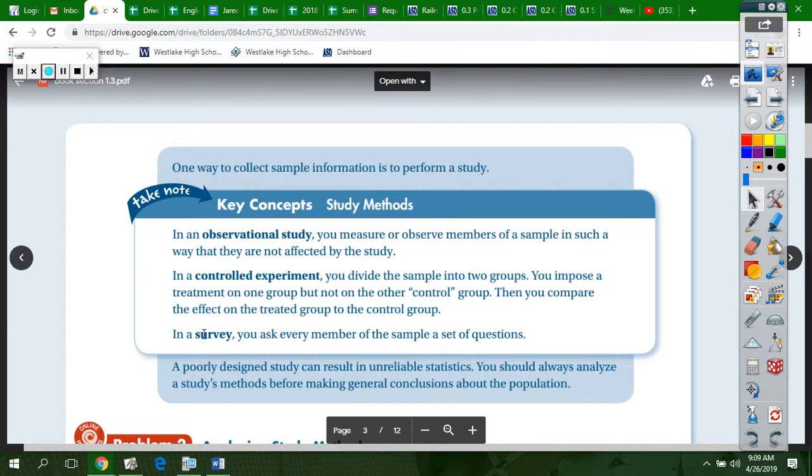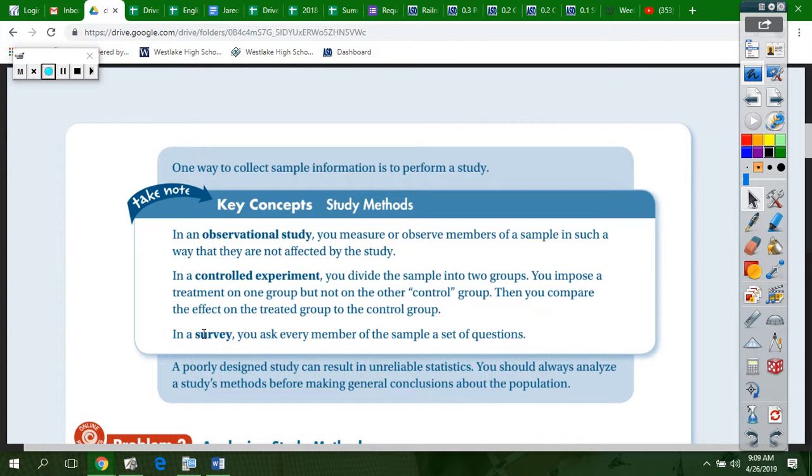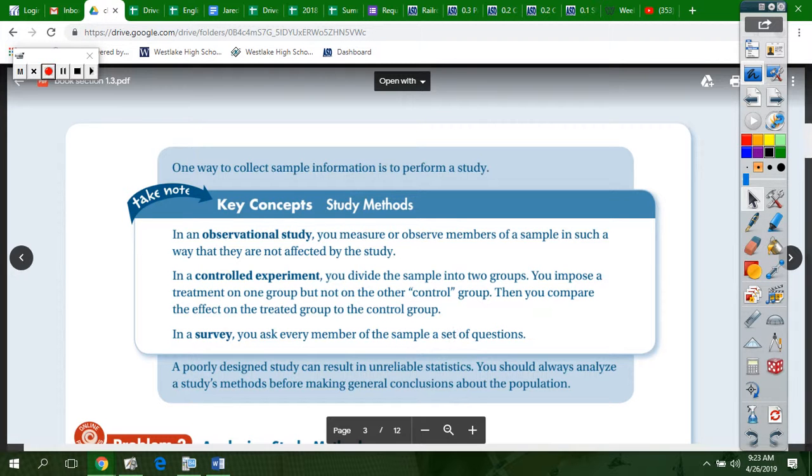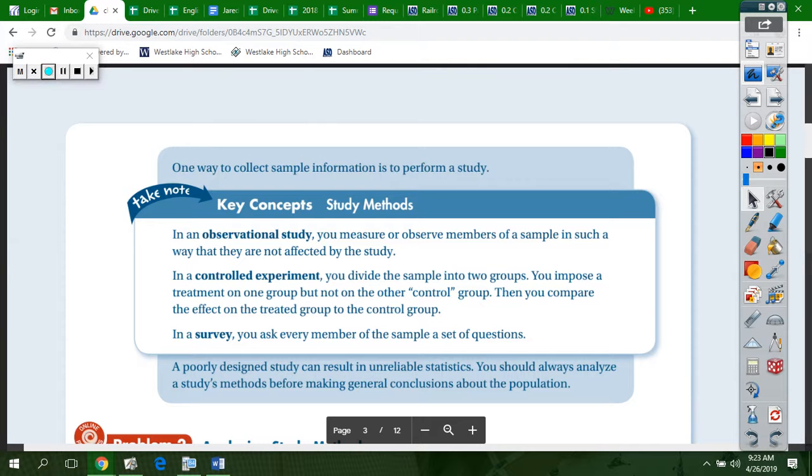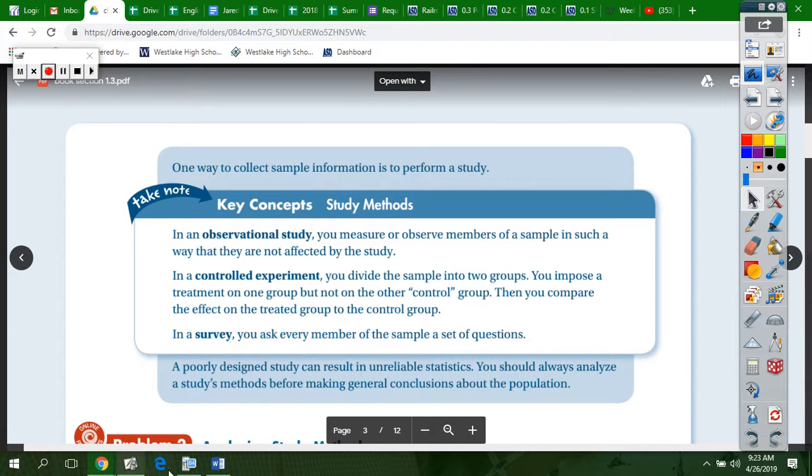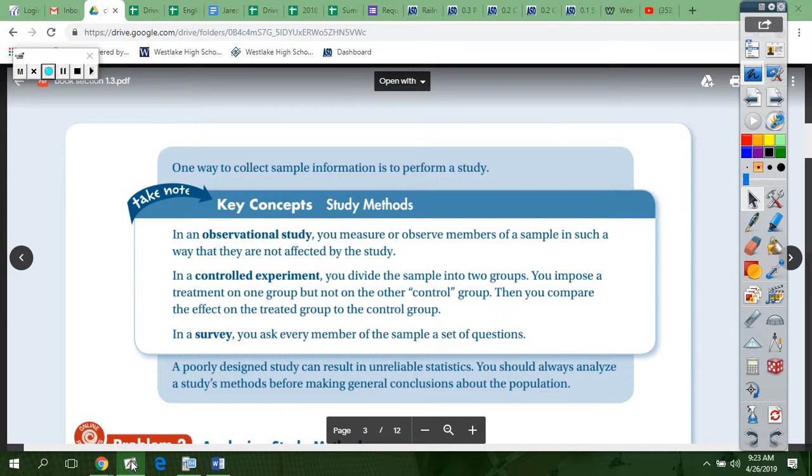Okay. Survey. A survey is just random questions, right? People ask. That's how they're getting their data, by question and answering. Any questions there? Pretty simple, right? That's 8.3. That was pretty easy, wasn't it? That's it for 8.3.